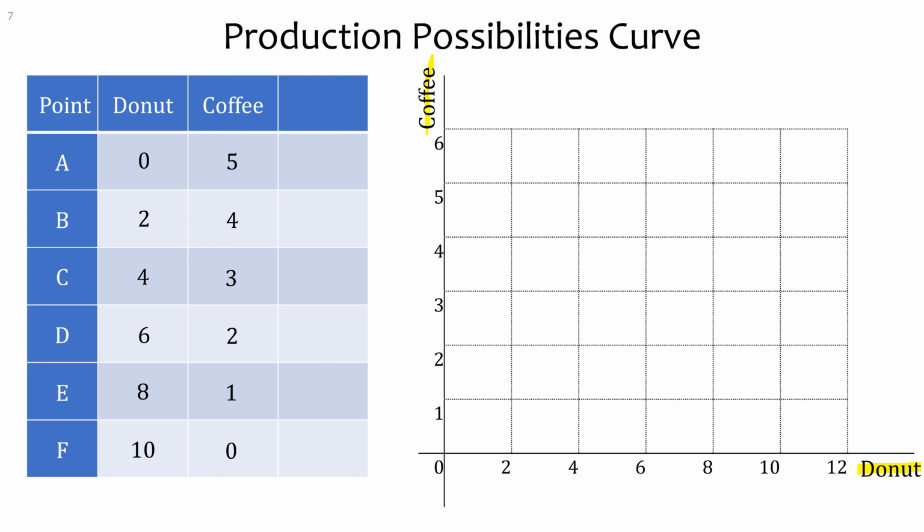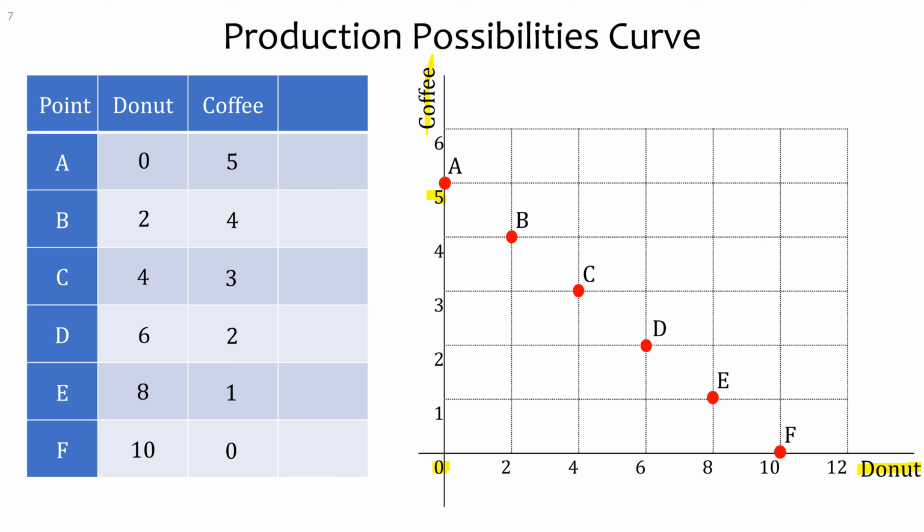So look at point A. Point A is when donut is 0. Notice that we are at 0 and the coffee is at 5, right? So point A is going to appear right there. Okay. Point B is when donut is at 2 and coffee is at 4. Point C is when donut is 4 and coffee is 3. Then you get 6 and 2, 8 and 1, and 10 and 0. So we see how you can convert a table into a graph.